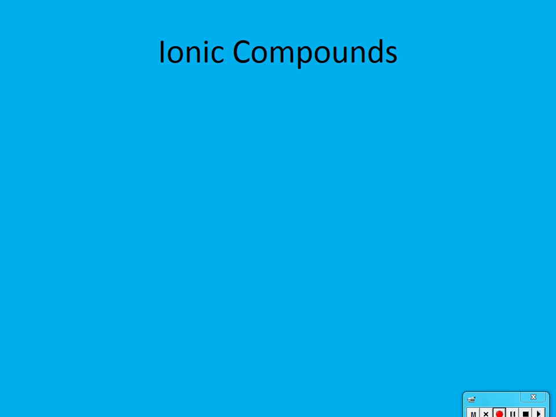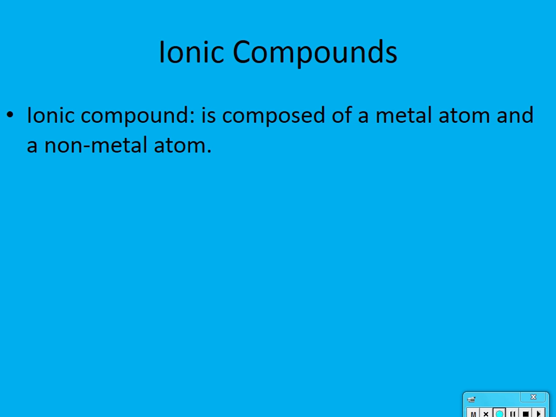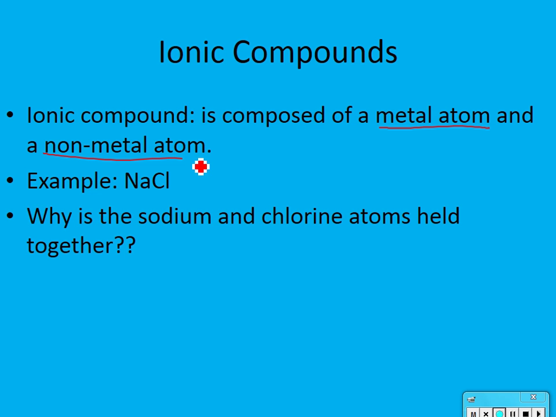Okay, let's talk about ionic compounds. Ionic compounds are composed of a metal and a nonmetal. So we talked about that earlier. So if it has a metal and a nonmetal atom in it, it's called an ionic bond. An example is sodium chloride. Why are sodium and chlorine atoms held together? We just kind of talked about it. The sodium loses that 1 valence, becomes positive. The chlorine will take sodium's valence electron and become negative. Well, this attraction between positive and negative charges, that's what holds an ionic bond together.